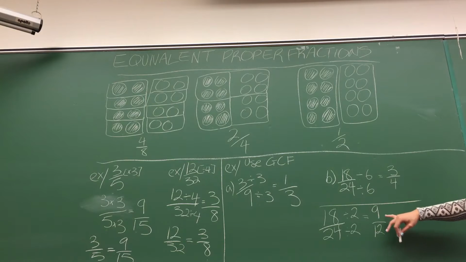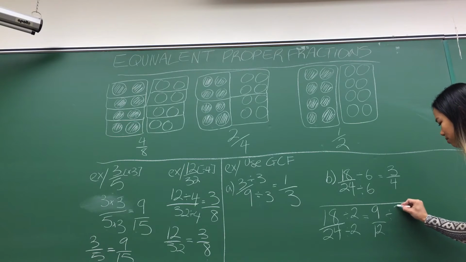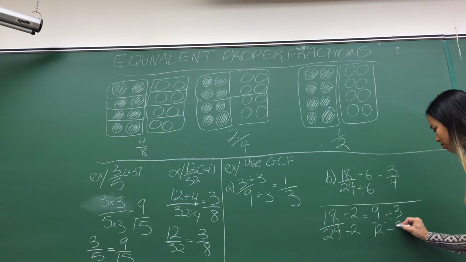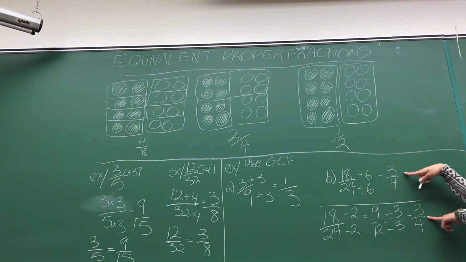Okay, well they're not both even anymore, so I can't do 2, because I can't do 9 divided by 2. So the next number I can think of is maybe 3. I can do 9 divided by 3. I can do 12 divided by 3. So let's do that. Divided by 3. Okay, so 9 divided by 3 gives me 3. And 12 divided by 3 gives me 4. Oh look, they're the same.